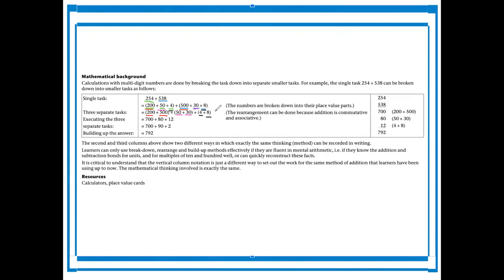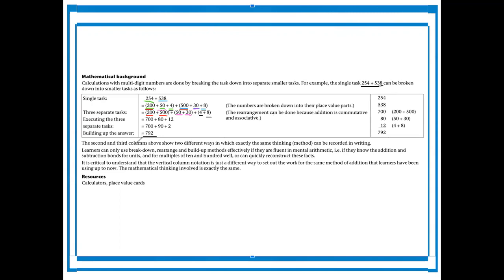Okay, and this rearrangement can be done because addition is commutative and associative. So when you add the hundreds, the tens, and the units all separately, the hundreds give us 700, the tens give us 80, and the units give us 12. And when we add those together, we get our final answer of 792. So that's just a way to break up this question and make it slightly easier to work with.